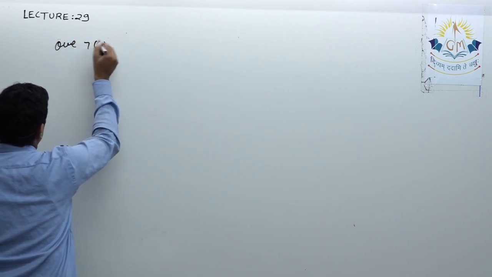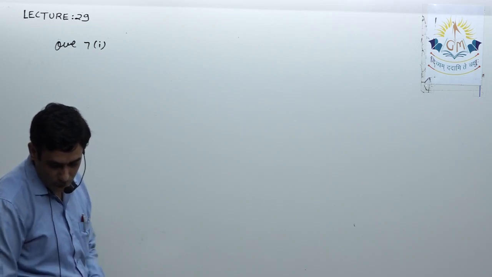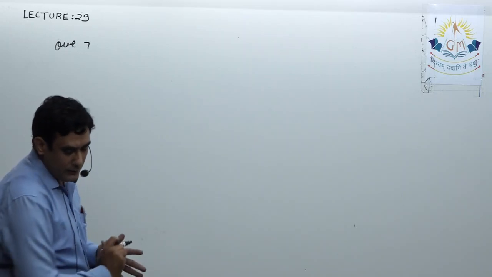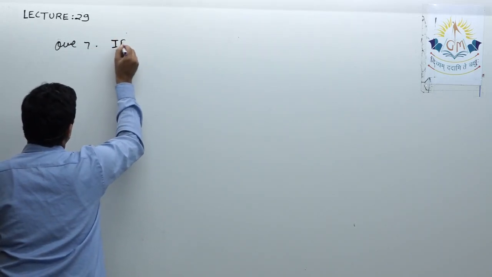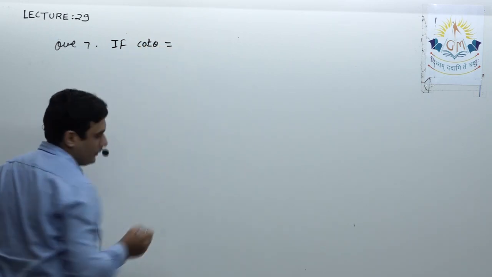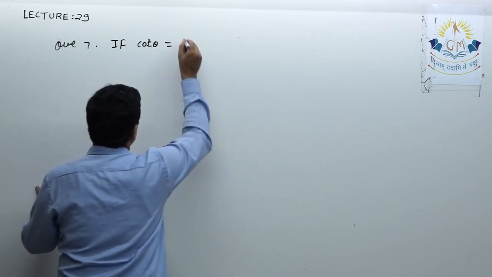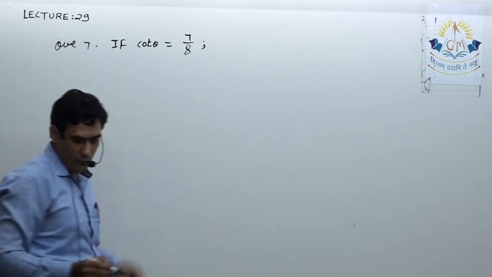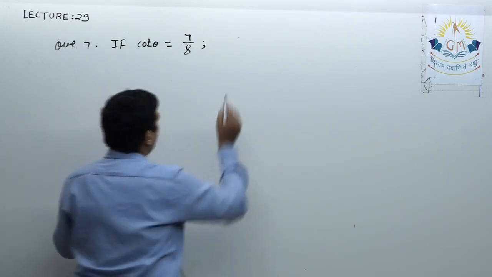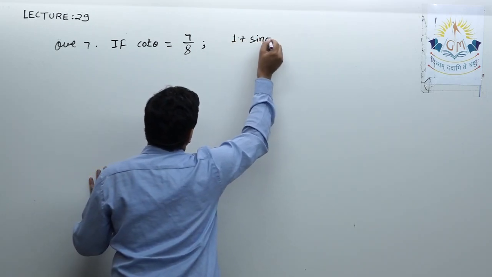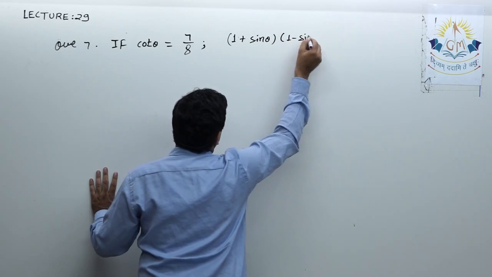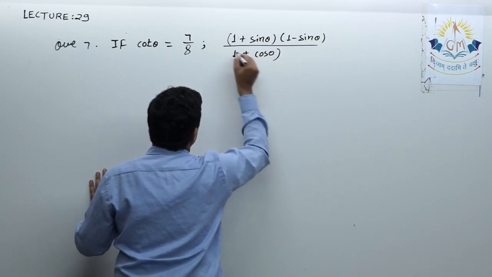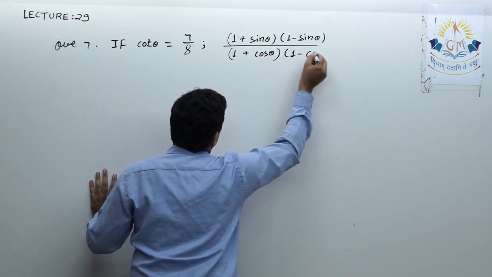Question 7, first one. If cot theta is equal to 7 upon 8, you have to find the value of (1 plus sine theta) into (1 minus sine theta) divided by (1 plus cos theta) multiplied by (1 minus cos theta).